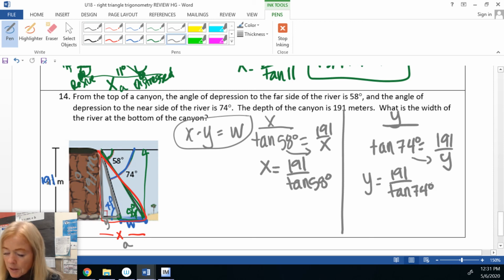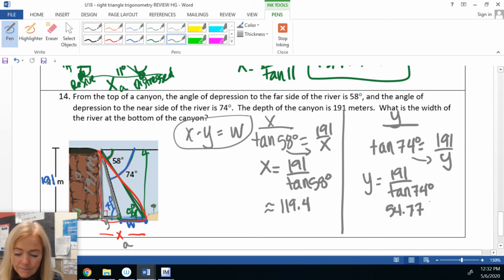So in our calculator, just going to place these values in. So 191 divide tan 58, and that's 119.4 approximately. And then the other one, 191 divide tan 74, is 54.77. All right, so we need to take this one and subtract this one.